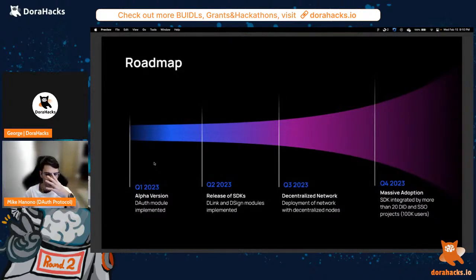So our roadmap right now, we're working on the DAuth module, getting it implemented, releasing the SDK for the different protocols, basically a vanilla version for us to prove our concept and that everything works. Then in Q2, we'll be able to release the D-Link and D-Sign modules to interact and connect with other DID platforms or other wallet services. Then in Q3, we're going to deploy our network, obviously after testing it on a testnet with all these decentralized nodes and the token. And then in Q4, we hopefully look forward to having the SDK integrated by more than 20 DIDs or single signer projects, and hopefully have 100K users.